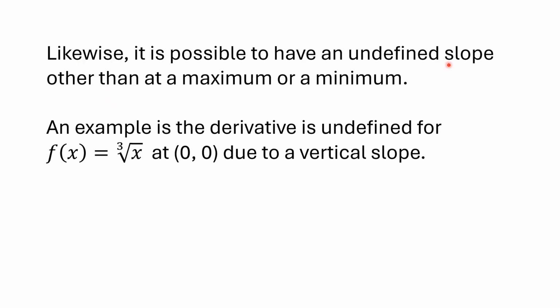Likewise, it is possible to have an undefined slope other than at a maximum or a minimum. An example is that the derivative is undefined for f of x equals the cube root of x at (0, 0) due to a vertical slope. So actually we don't really call it a slope, but the tangent line is vertical.